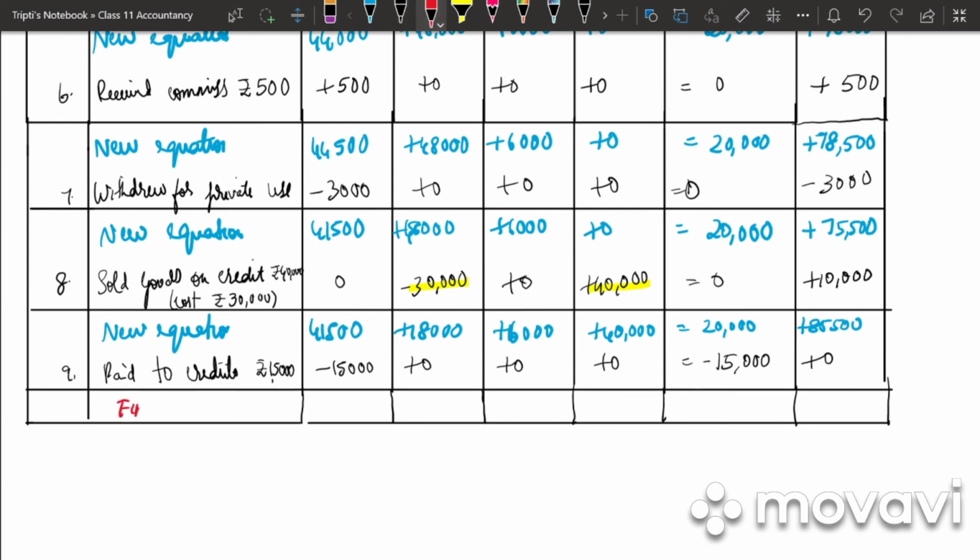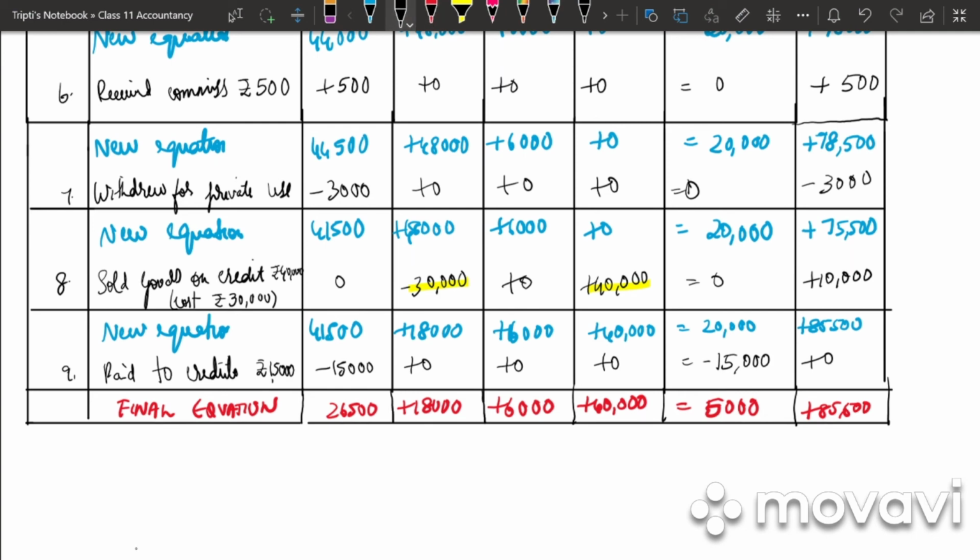Then we get our final equation. What is our final equation? 26,500 plus 18,000 plus 6,000 plus 40,000 is equal to 5,000 plus 85,500. So this is how we'll be doing our accounting equation.